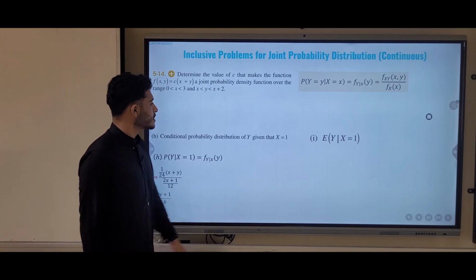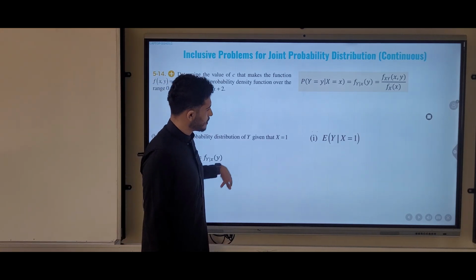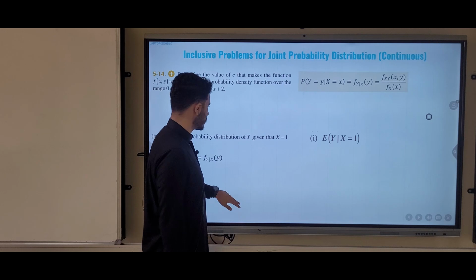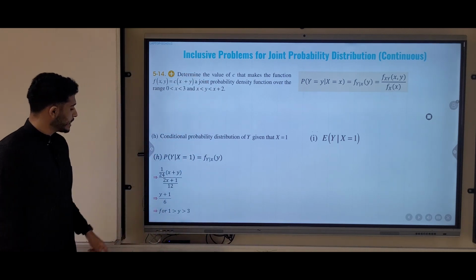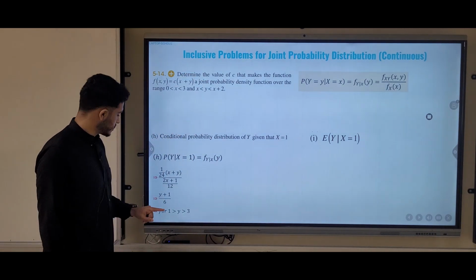Yep. The expected value has a formula by itself. Where's the formula for it? Okay. Oh, here's the thing.